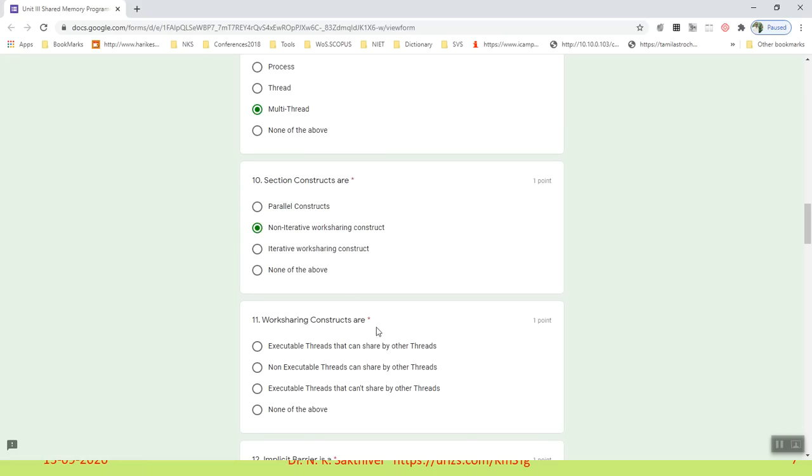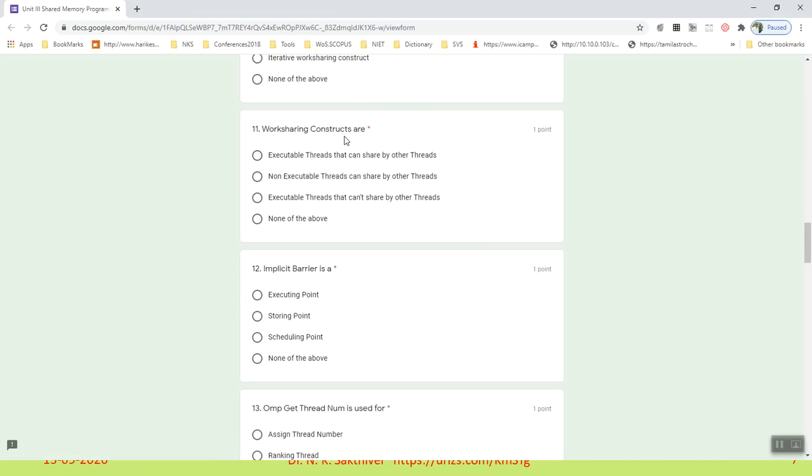11th question, work sharing constructs are, I already told you, the first one: executable threads that can be shared by other threads. That is the reason looping is possible, parallel execution is possible, sections are possible. So work sharing is a common construct, and that's why work sharing constructs are executable threads that can be shared by any threads.